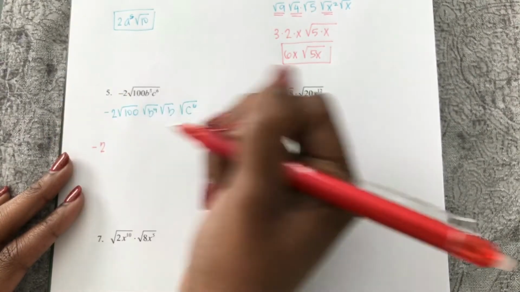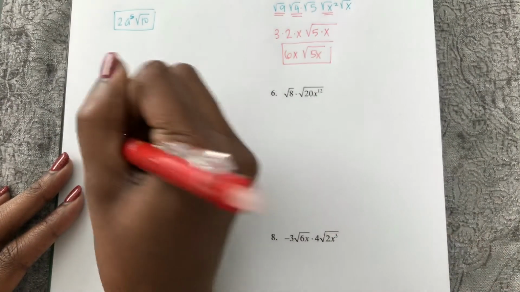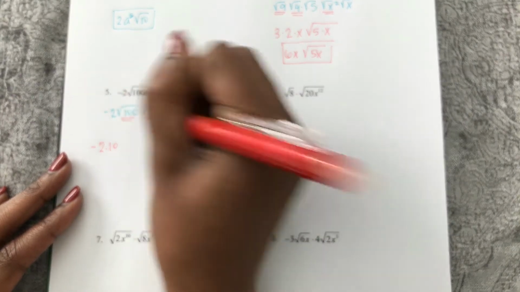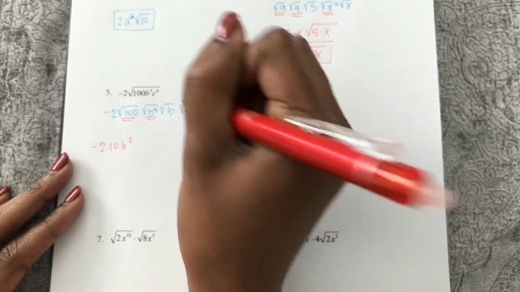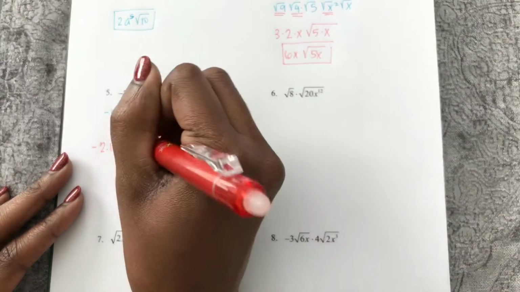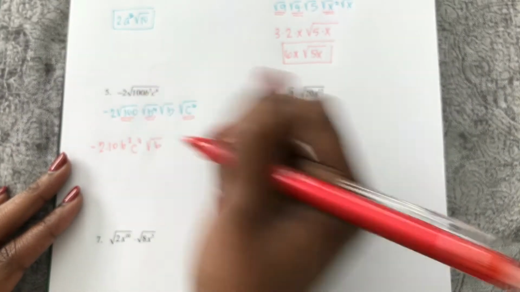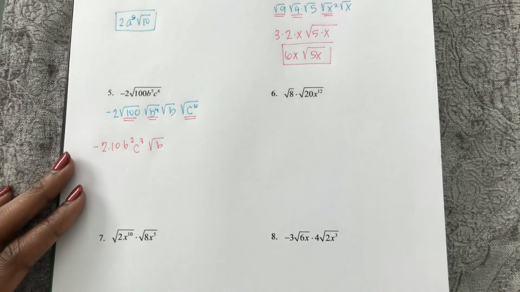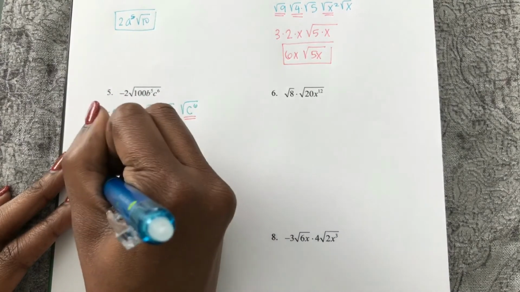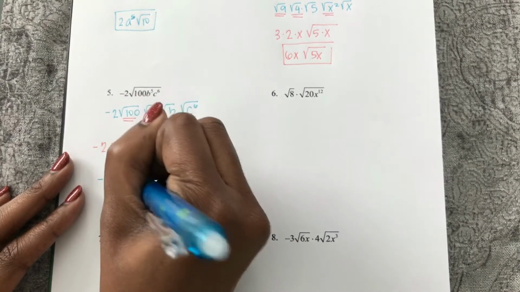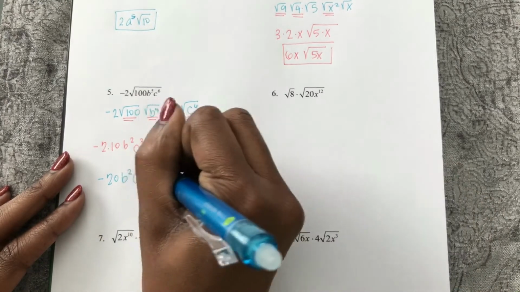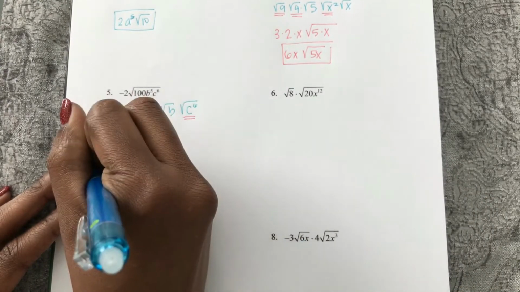So negative 2 comes down. Square root of 100 is 10. Square root of b to the 4th is b squared. And square root of c to the 6th is c to the 3rd. I divide by 2. And what's left over in my radical is only b. So to simplify, this is negative 20b squared c to the 3rd square root of b.